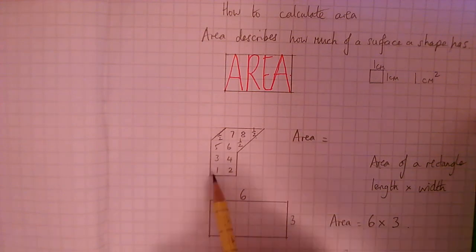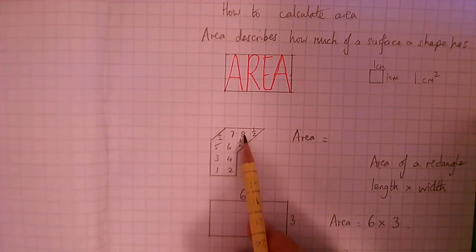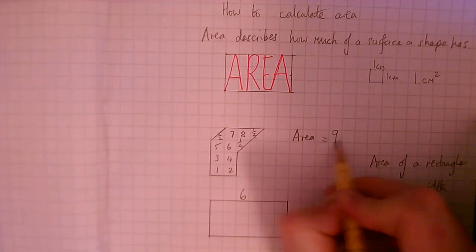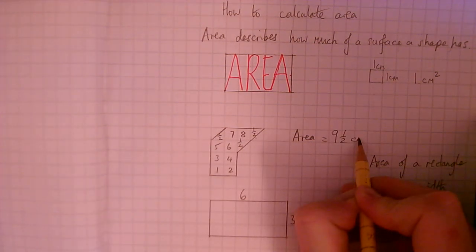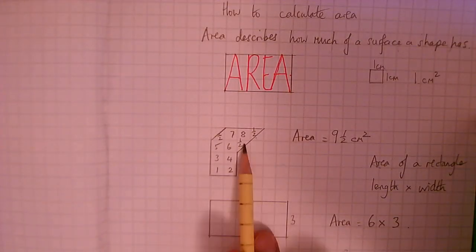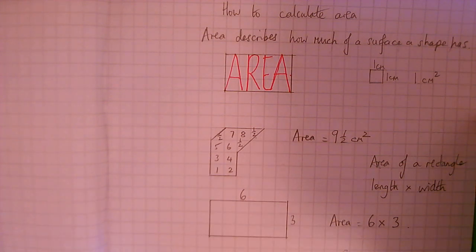I'm just going to check. 1, 2, 3, 4, 5, 6, 7, 8. 8.5. 8.5 add a half is 9, and 9 add a half is 9.5 centimetres squared. So that's how you work out area, by counting squares. Just be careful with the half squares, those triangles.